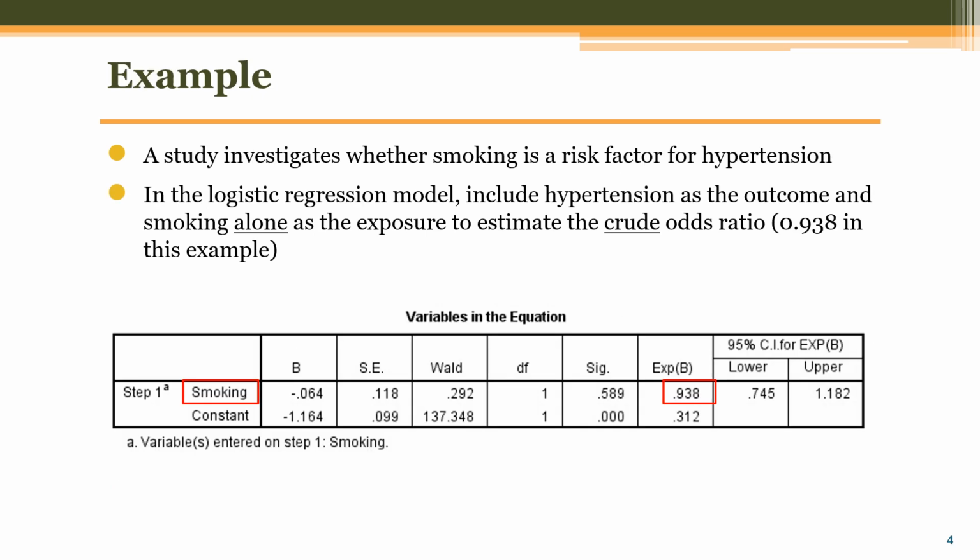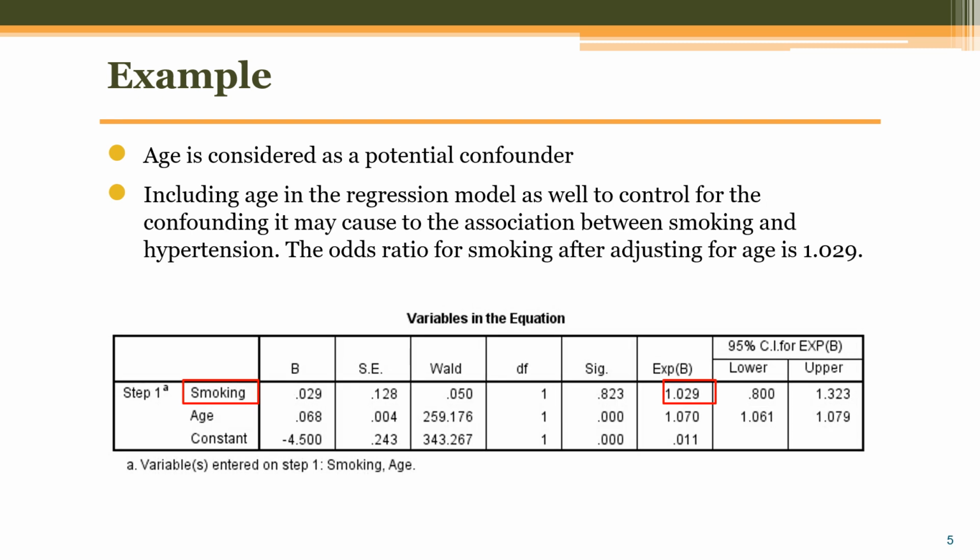Let's look at a study that investigates whether smoking is a risk factor for hypertension. First, we estimate the crude odds ratio for smoking by designating hypertension as the outcome and including smoking alone in the logistic regression model. The crude odds ratio is 0.938 in this example. Next, we try to control for confounding caused by age by additionally including age in the regression model. The odds ratio for smoking after adjusting for age is 1.029.